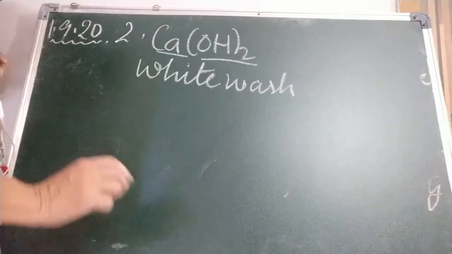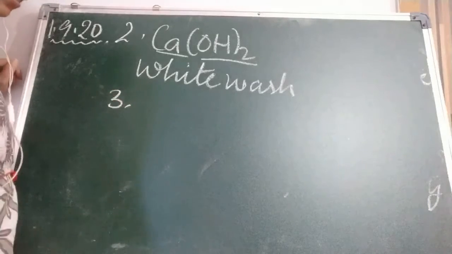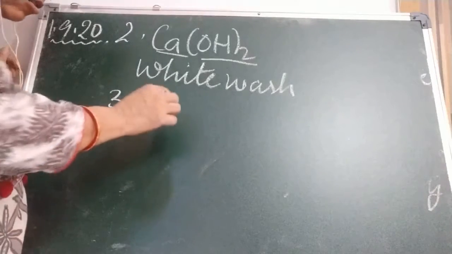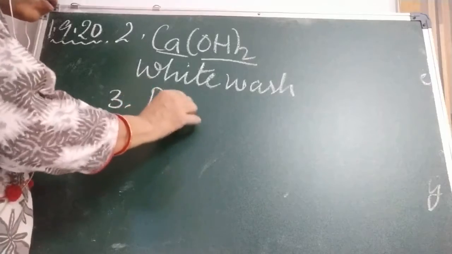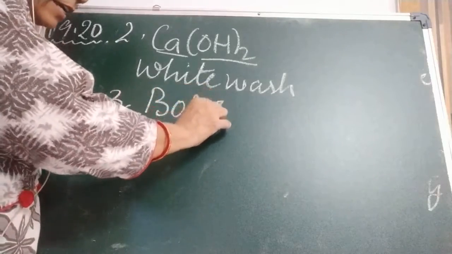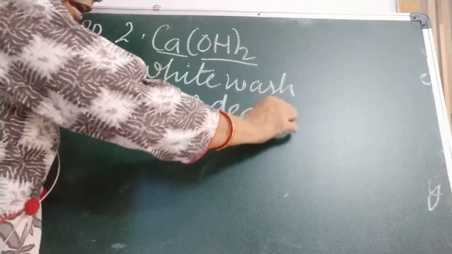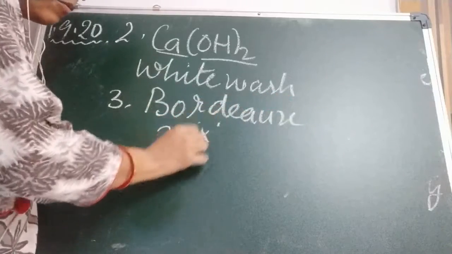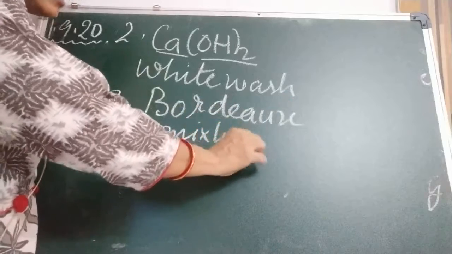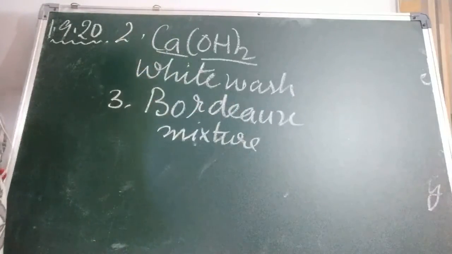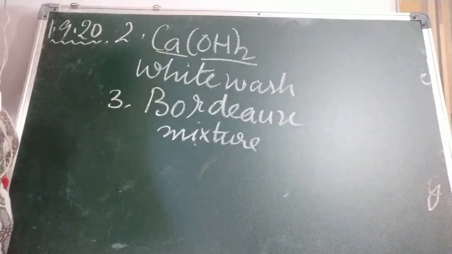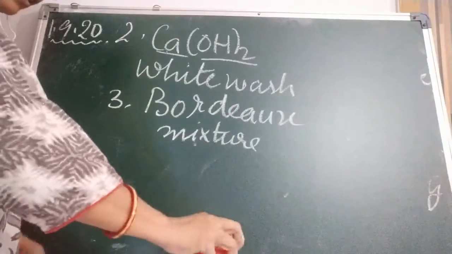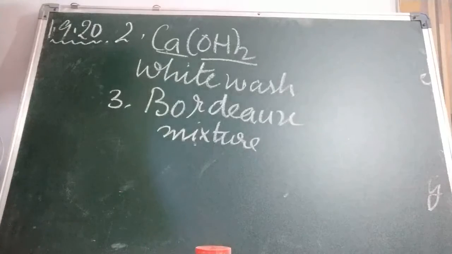Next, number 3. It is a component of Bordeaux mixture. The spelling is B-O-R-D-E-A-U-X. Bordeaux mixture contains what? Calcium hydroxide. In future, whenever you hear Bordeaux mixture, what will come to your mind? That it contains calcium hydroxide.